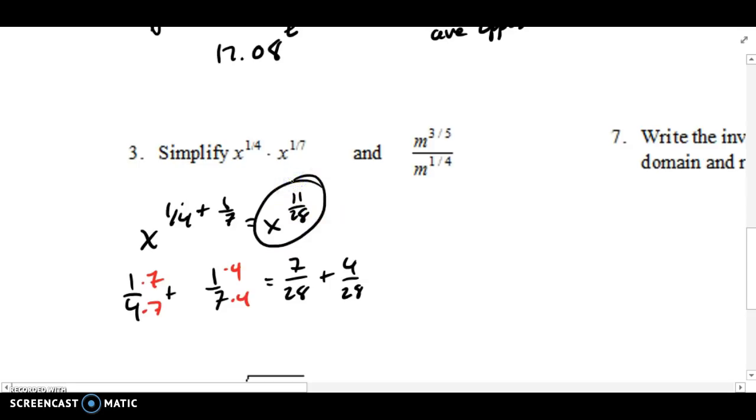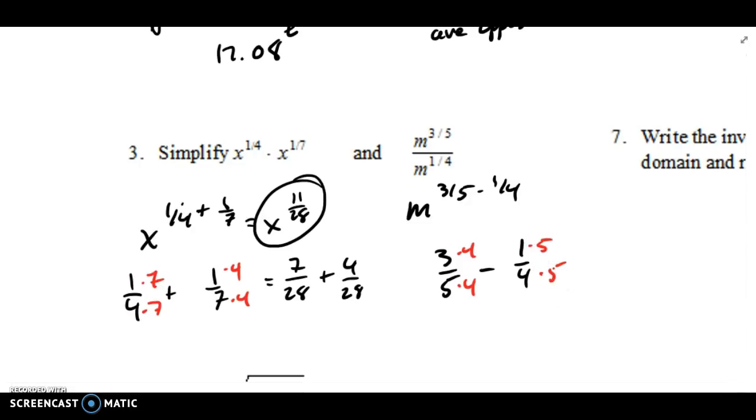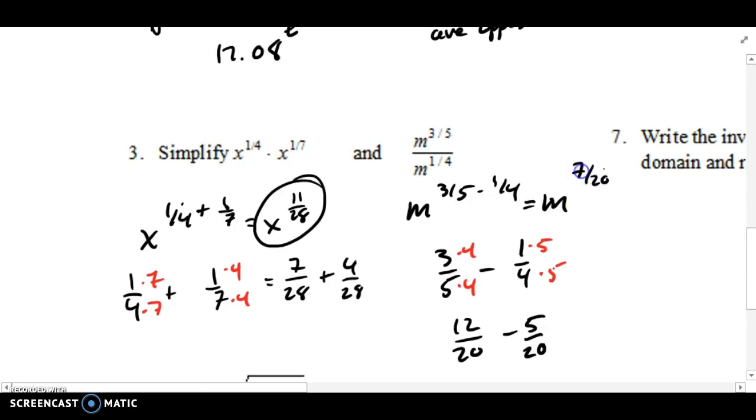And then on the next one, we're going to subtract them instead. So we have 3/5 minus 1/4. Again, when we subtract these, we have to have common denominators. So we need to multiply. We end up multiplying all the way up to 20 on these, just because of how different these denominators are. So we get 12 over 20 minus 5 over 20. And that gives me 12 minus 5, so 7 over 20.